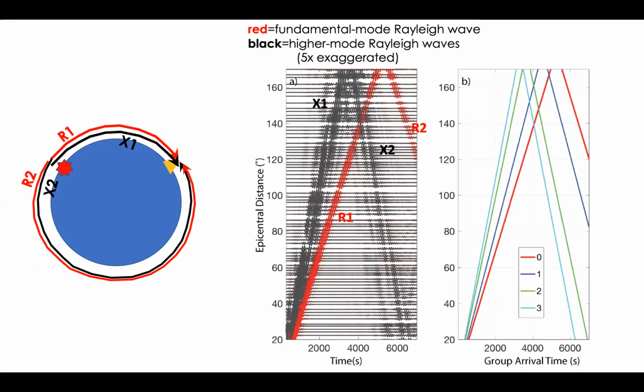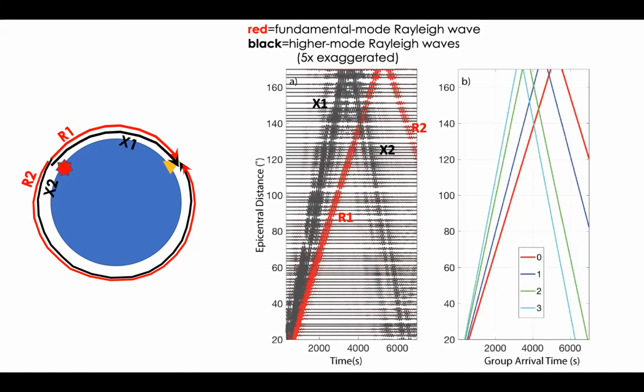So there's no interference. However, we found that at distances beyond 120 degrees or so, the overtone traveling on the major arc, X2, arrives in the same time window as the fundamental mode traveling on the minor arc, R1. That's what we're trying to isolate and measure. So we eventually realized that that's what we were observing with this banding: the overtone on the major arc arriving in the same time window as the fundamental mode on the minor arc.